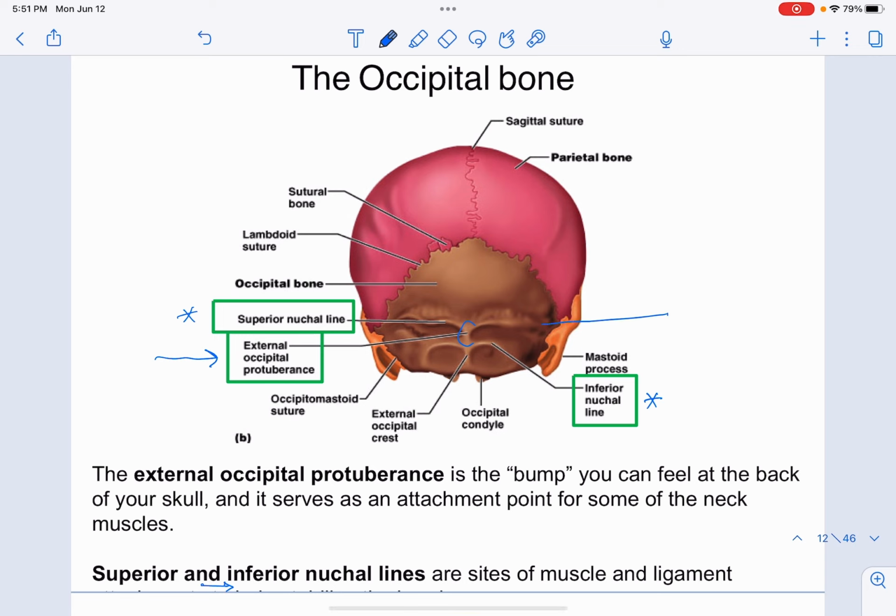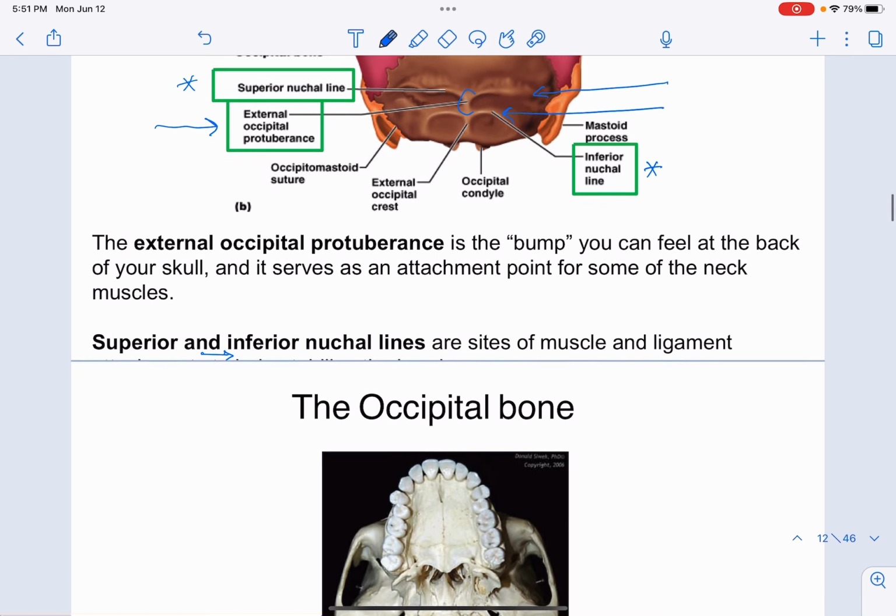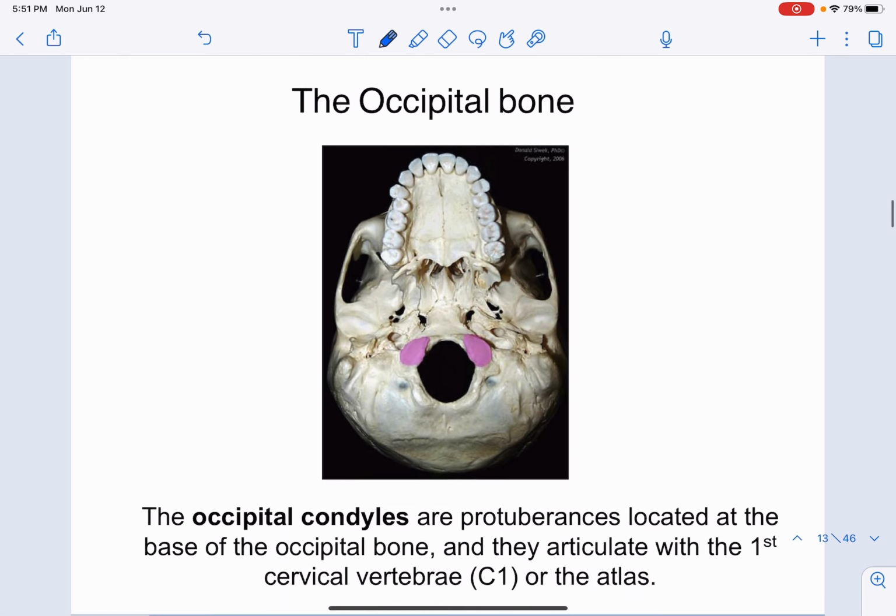Anyway, these are the superior and inferior nuchal lines right here. All right, and these are sites of muscle attachment and ligaments as well. So those may or may not be there when we get to the lab. But let's move on to ones that I know will be.